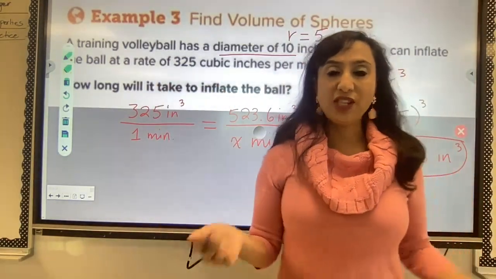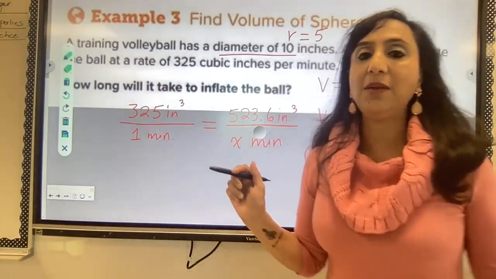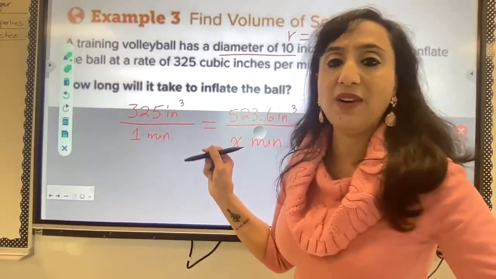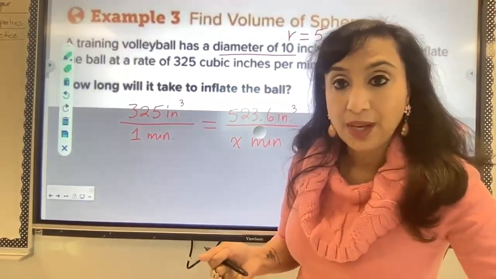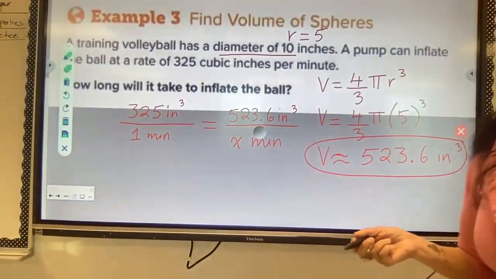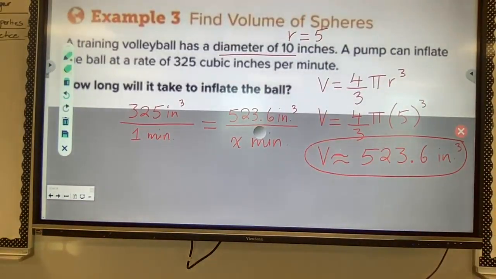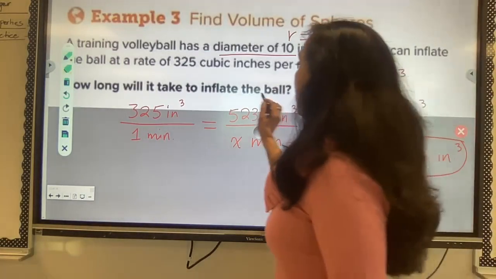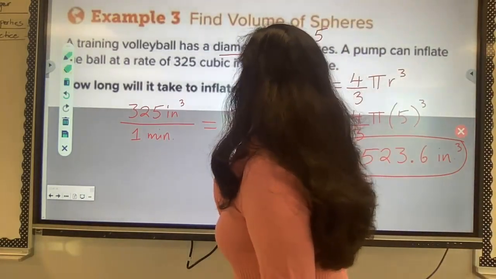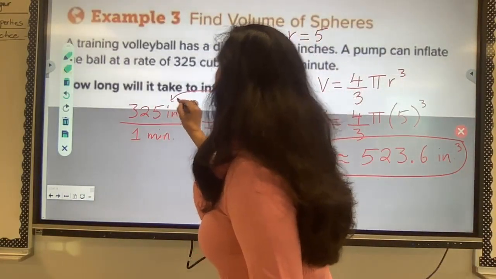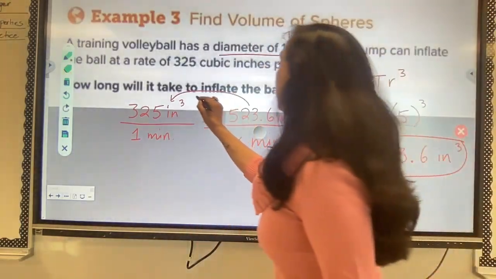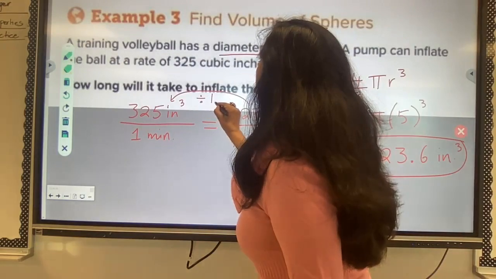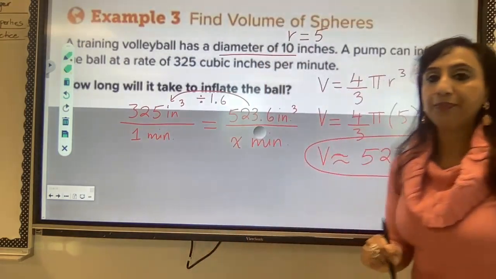Now there are several ways to do it. I can basically divide 523 and 6/10 by 325. Okay, so if I divide it, what do I get? I am going to end up with 1 and 6/10. So I know that there are several things I can do. I can go this way because it's hard to calculate otherwise. So if I'm dividing, I'm going to get 1 and 6/10.